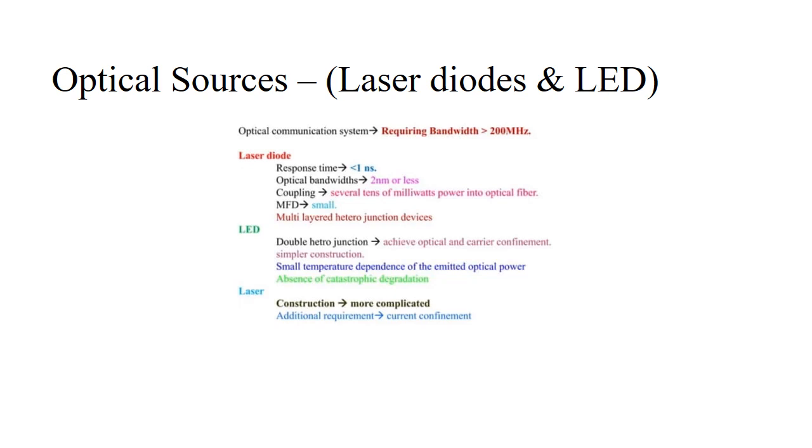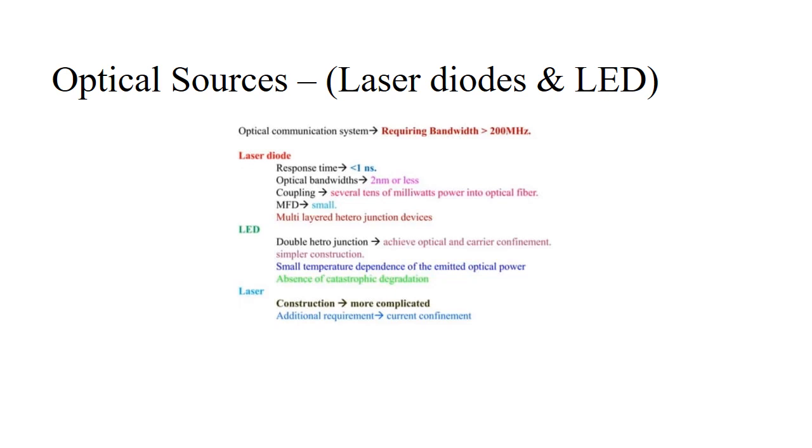The important characteristics of a laser diode are its response time, which is less than 1 nanosecond, and its optical bandwidth, which is less than or equal to 2 nanometers. It couples several tens of milliwatts of power into the optical fiber. The mode field diameter is very small, and it uses multi-layered heterojunction devices.